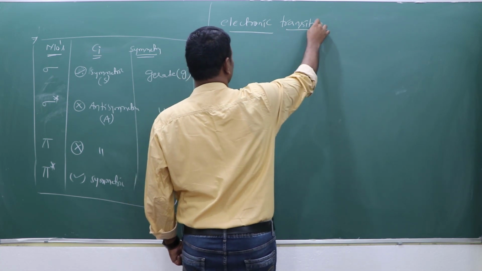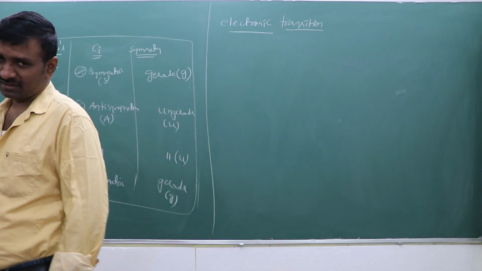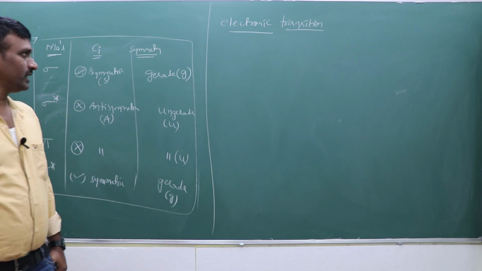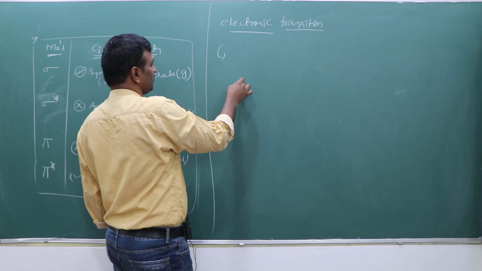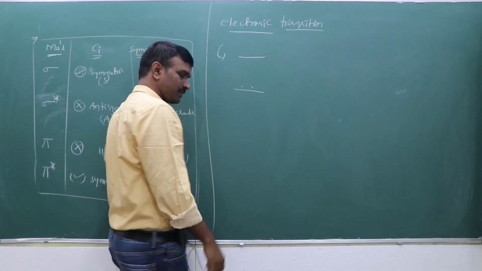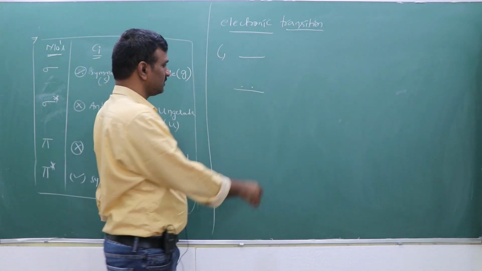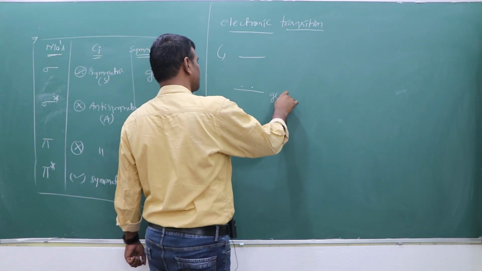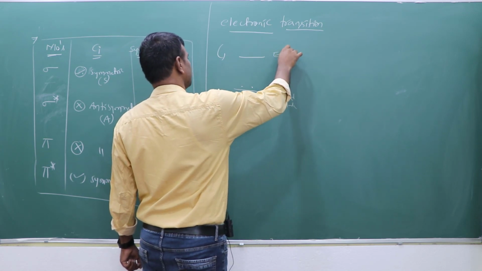What is an electronic transition? Which one is considered an electronic transition? When an electron jumps, there is a promotion of the electron. This is the ground state level, and this is the excited state.